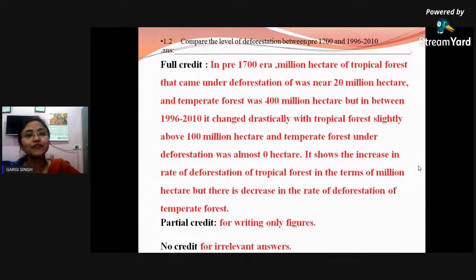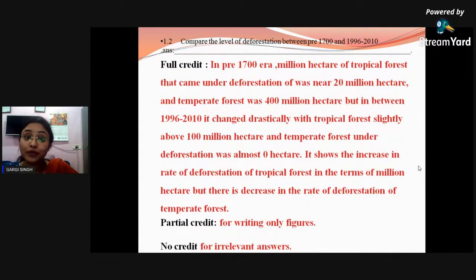So let's see the answer. Full credit for those who have written in pre-1700 era, million hectare of tropical forest that came under deforestation was near 20 million hectare, and temperate forest was 400 million hectare. But in between 1996 and 2010, it changed drastically, with tropical forest slightly above 100 million hectare and temperate forest under deforestation was almost 0 hectare, that most of you have written.